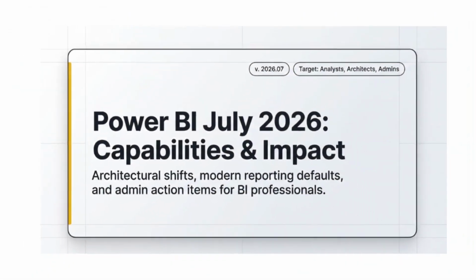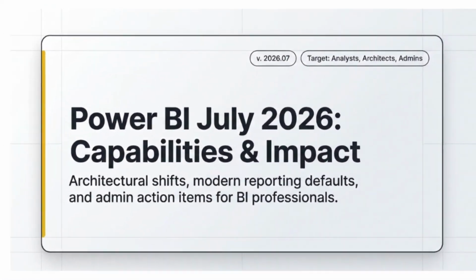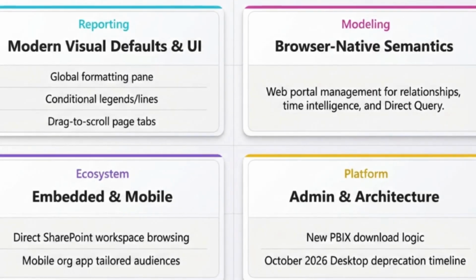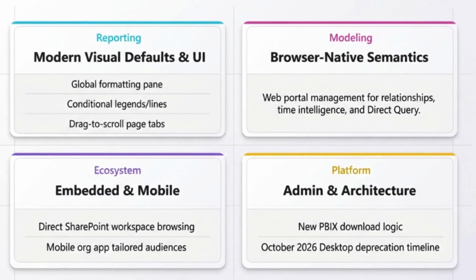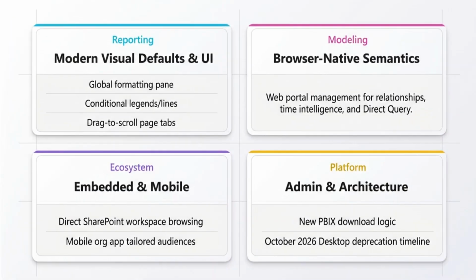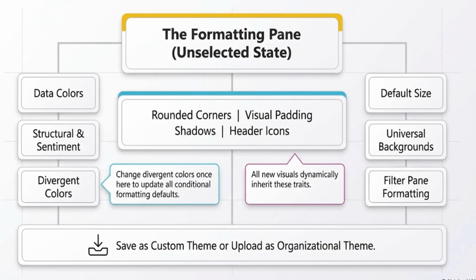Today, we're digging into the massive July 2026 Power BI update. Let's dive into this. To keep things moving, we've organized these updates logically into 4 main categories. First, we'll look at next-level reporting updates, then web-based semantic modeling, followed by mobile and SharePoint enhancements, and finally, those critical platform updates. Starting right off with Section 1, Next-Level Reporting Updates.